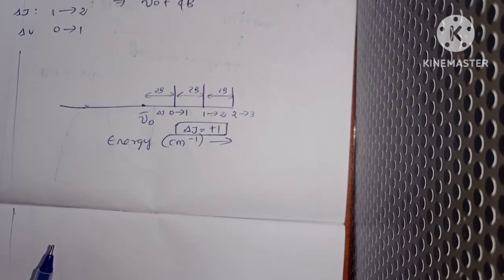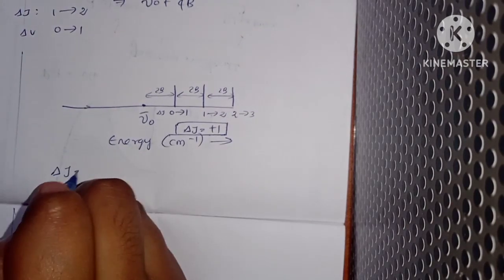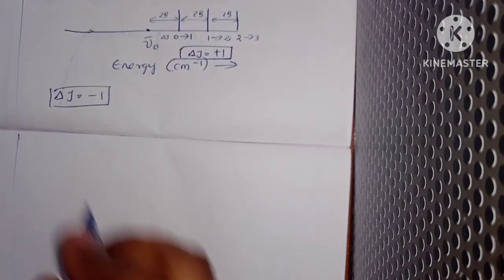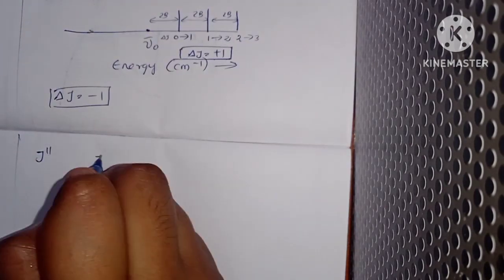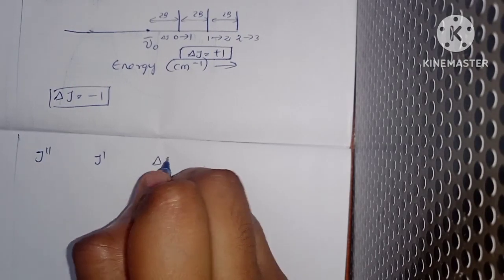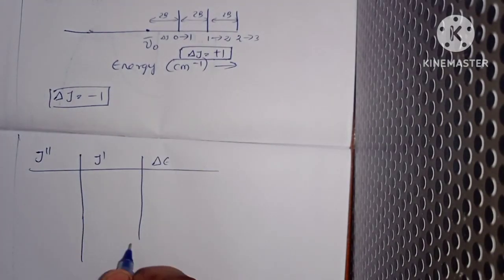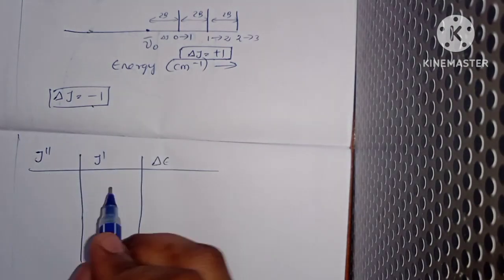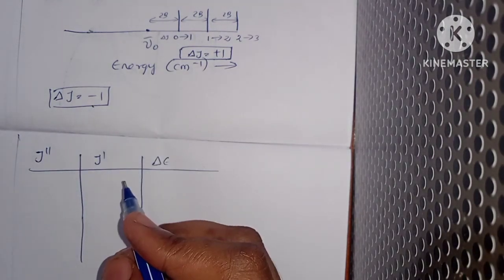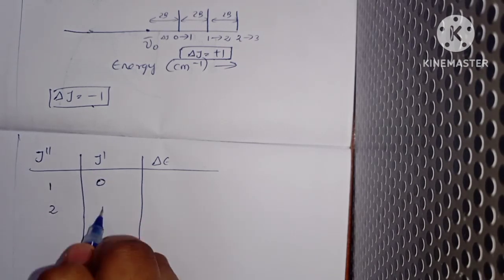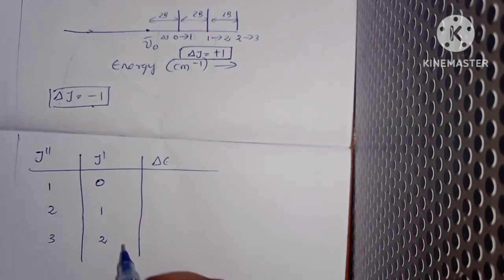Now we are considering what if delta J is equal to minus 1. That means delta J minus 1, J double dash, J dash, and delta E we are considering. So for minus 1, we know the higher state is having the lower value, that is 1 to 0, 2 to 1, 3 to 2, like that.